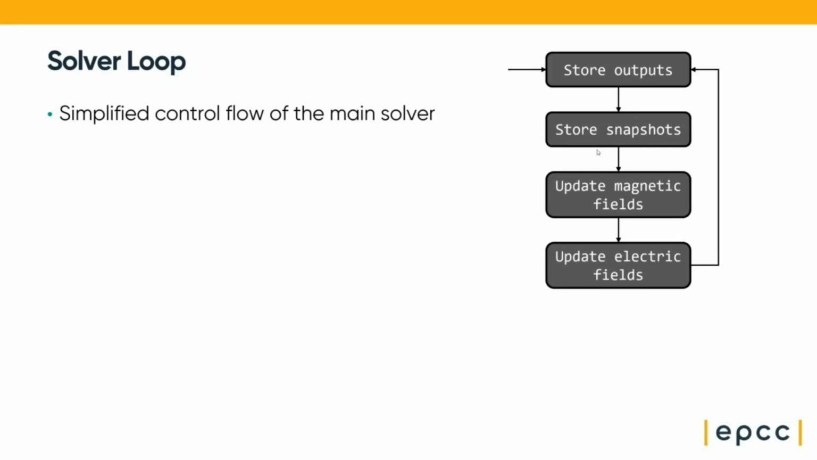So for each iteration, we're going to be storing some outputs. That's going to be receivers, so they're point sources in a grid, storing the values of the electric and magnetic fields. Store snapshots, so that's views of the electric and magnetic field, but on a larger scale across a wider range of the grid. We're going to update our magnetic and our electric fields, solving the Maxwell equations.